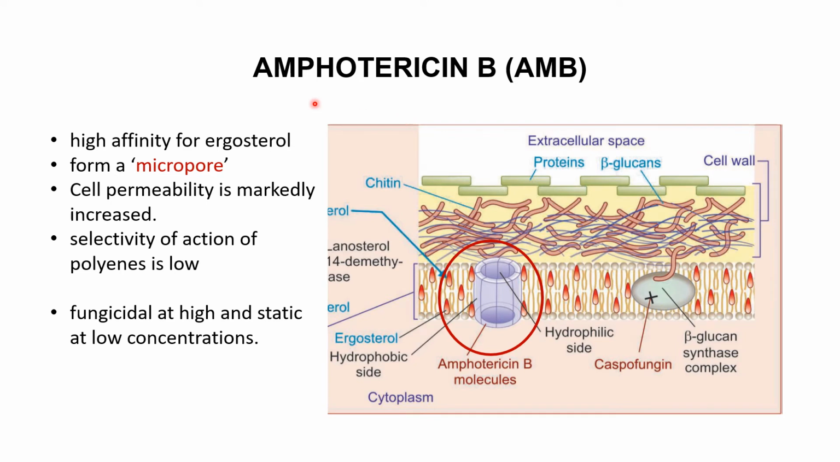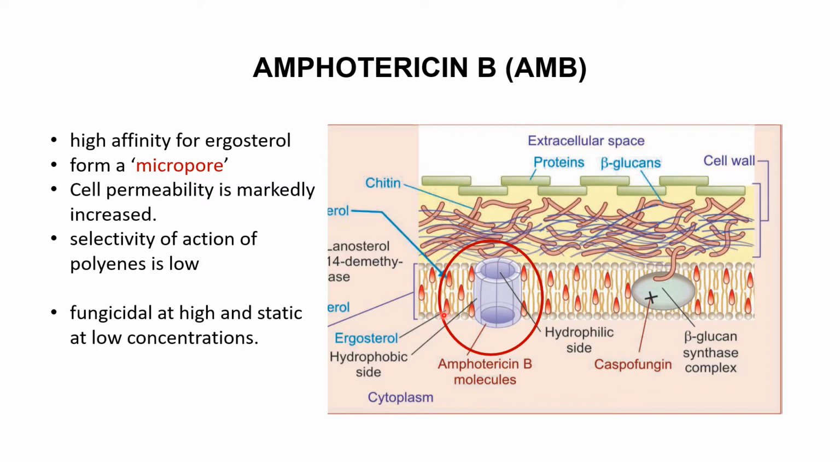Amphotericin B. The important point you should remember about amphotericin B is it is a highly toxic drug. It is reserved only for severe fungal infections. It has high affinity for ergosterol. So this is the fungal cell wall. You can see the fungal cell wall constitutes proteins, beta glucans, and ergosterol.